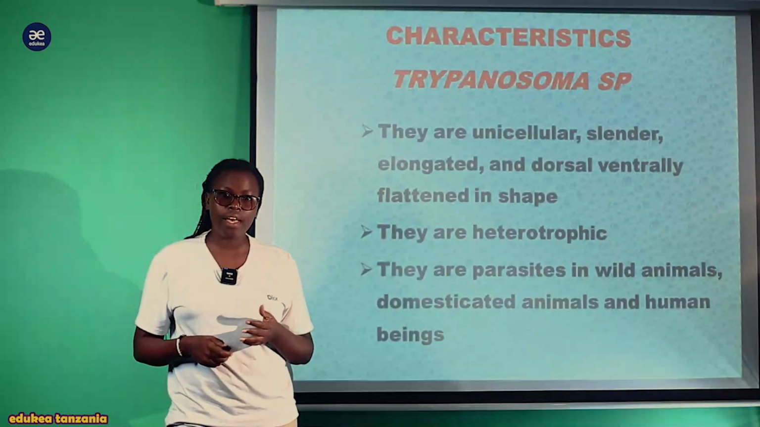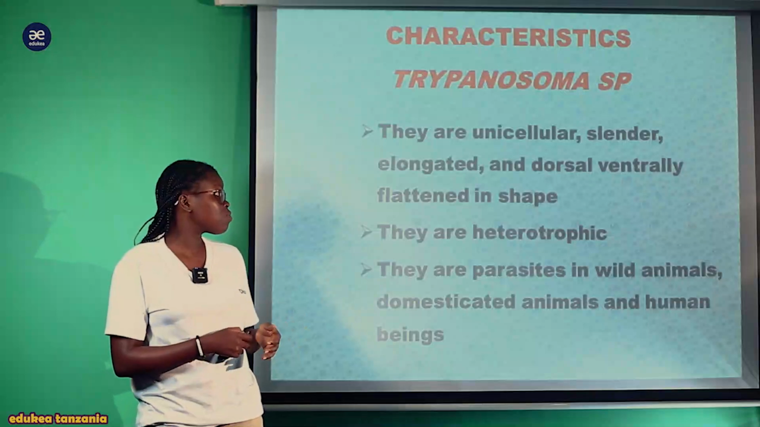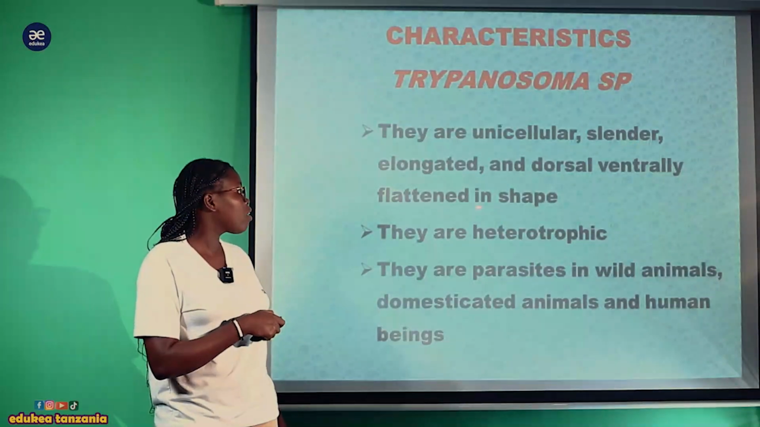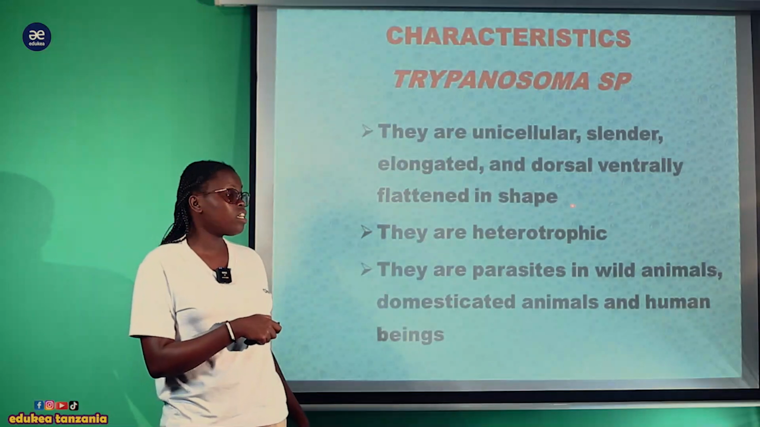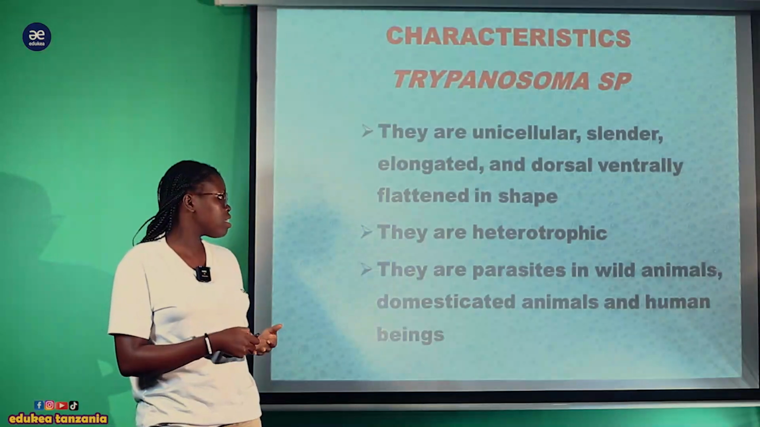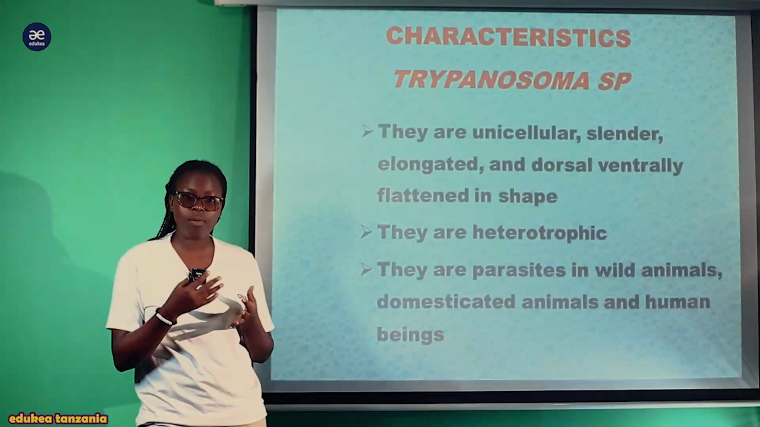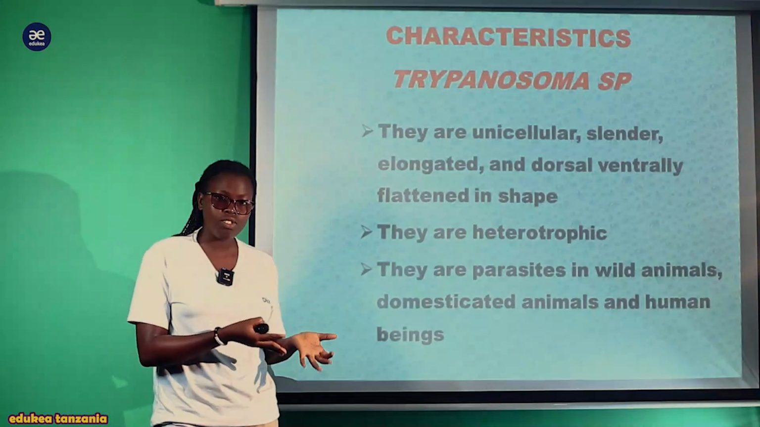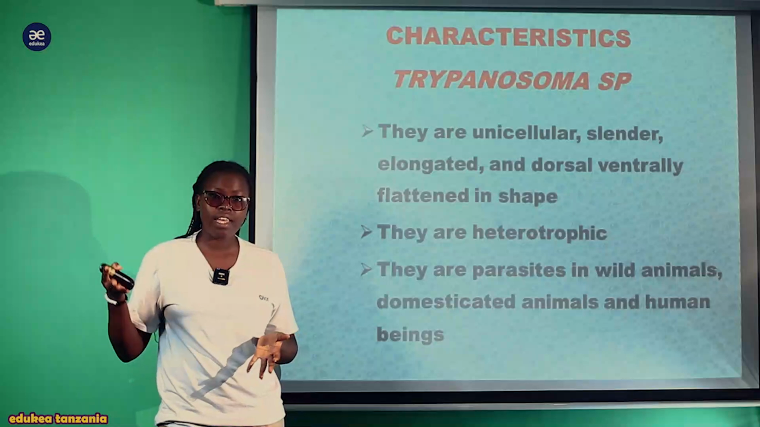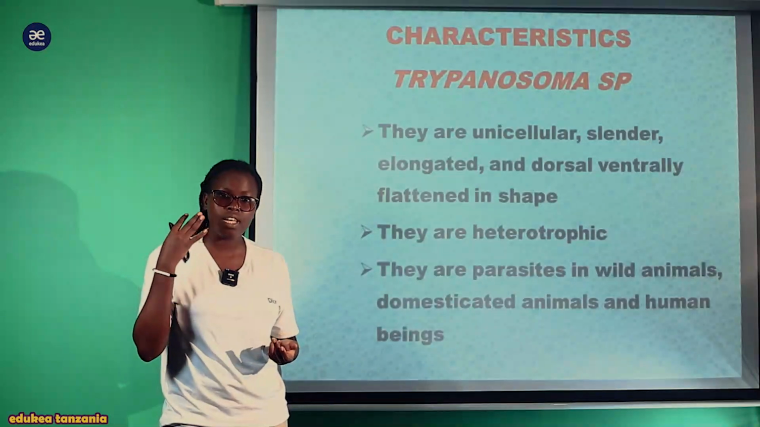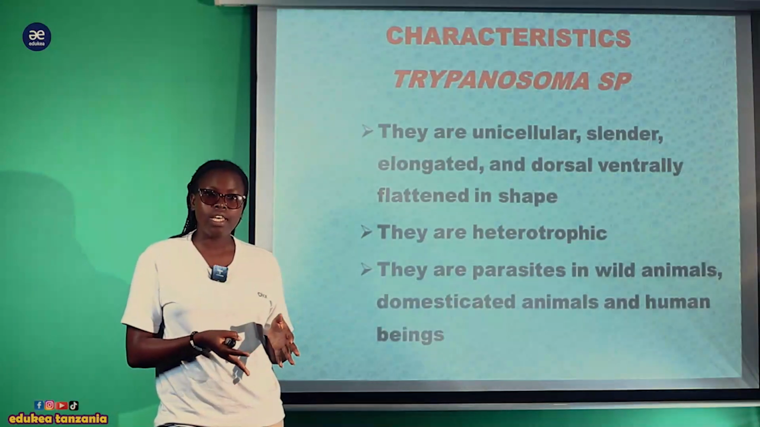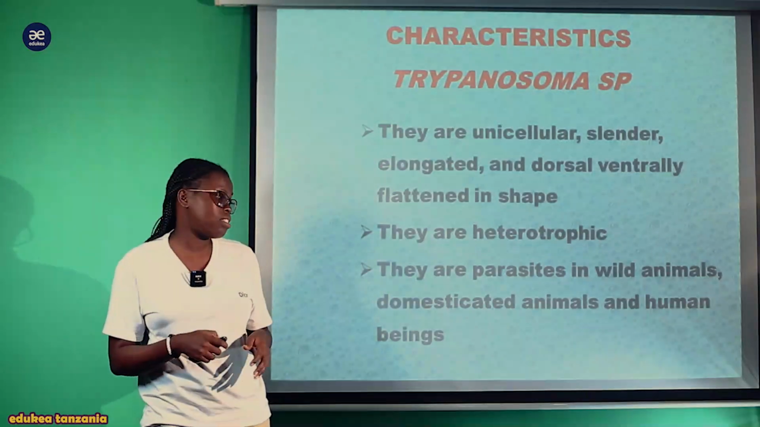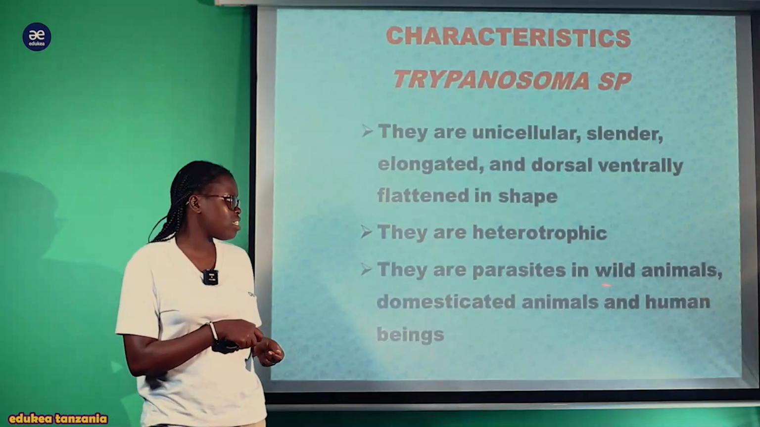Now, let us see the characteristics of the Trypanosoma species. The first one, they are unicellular. Also, they have slender-shaped, elongated, and dorsal-ventrally flattened bodies. Also, these are heterotrophs, meaning that they depend on other organisms as a means of food, and their main source of food is the blood, that's why they tend to host in the bloodstream, also in the heart. They are blood suckers. Also, they are parasites in wild animals.